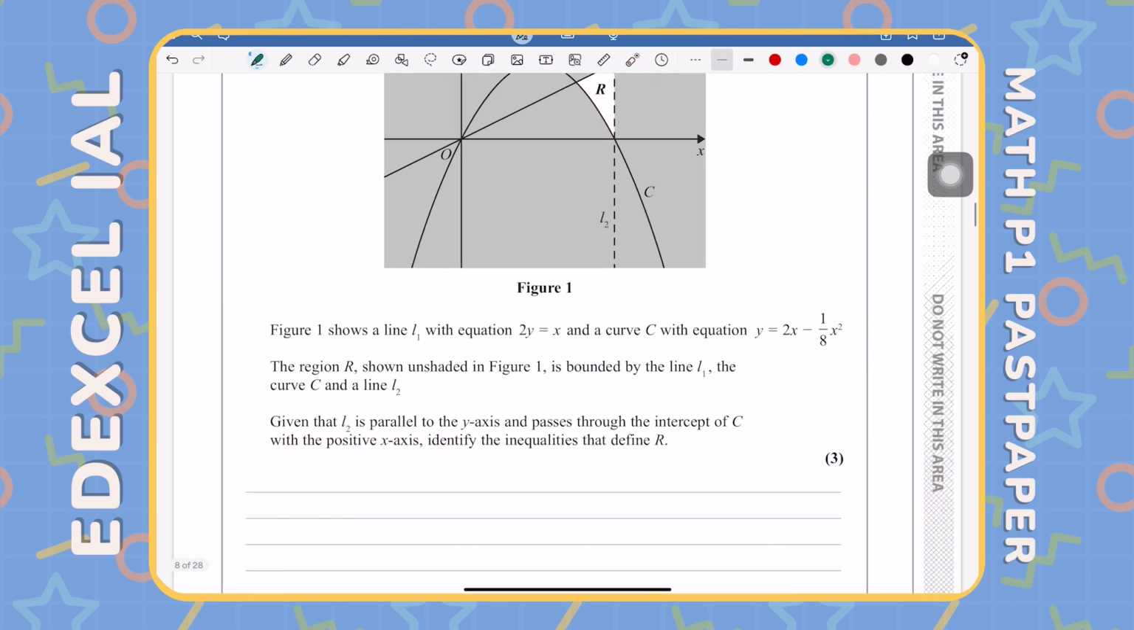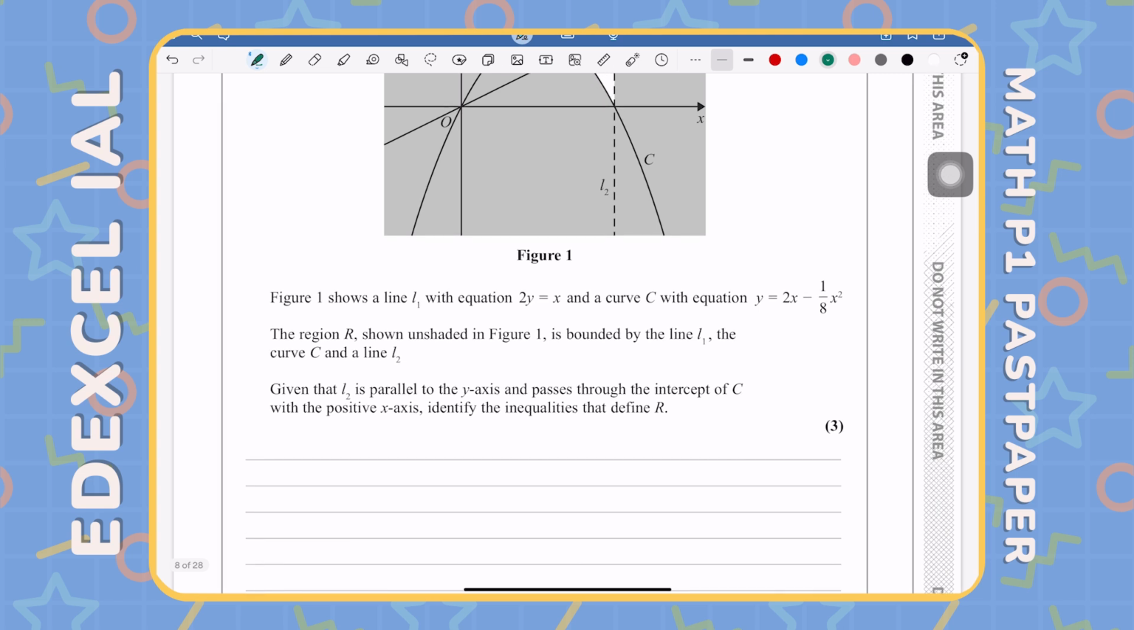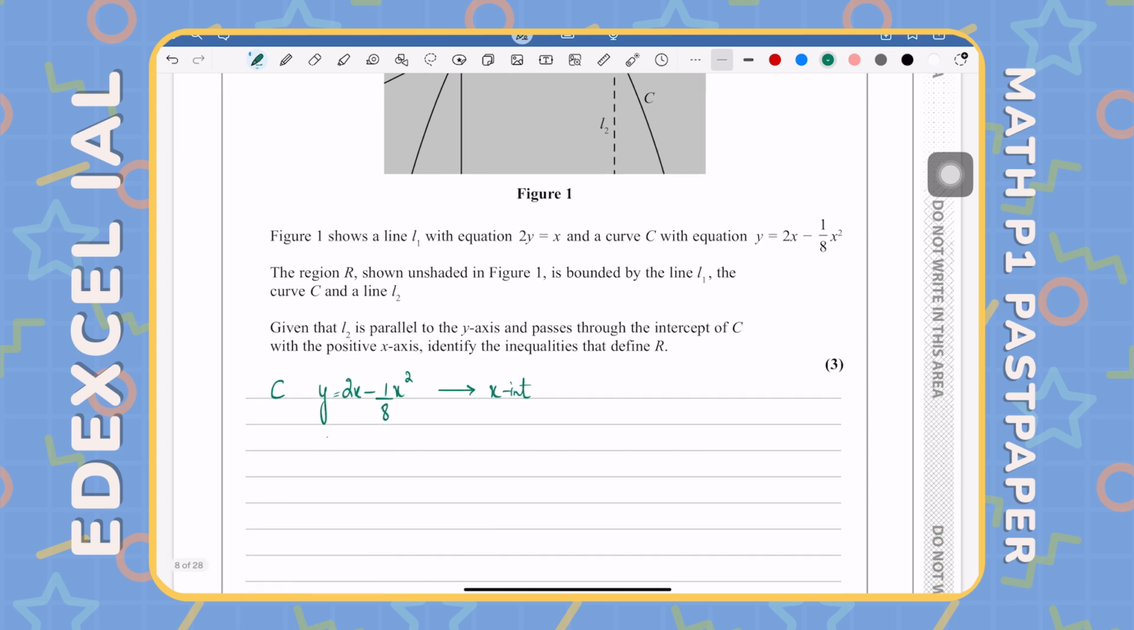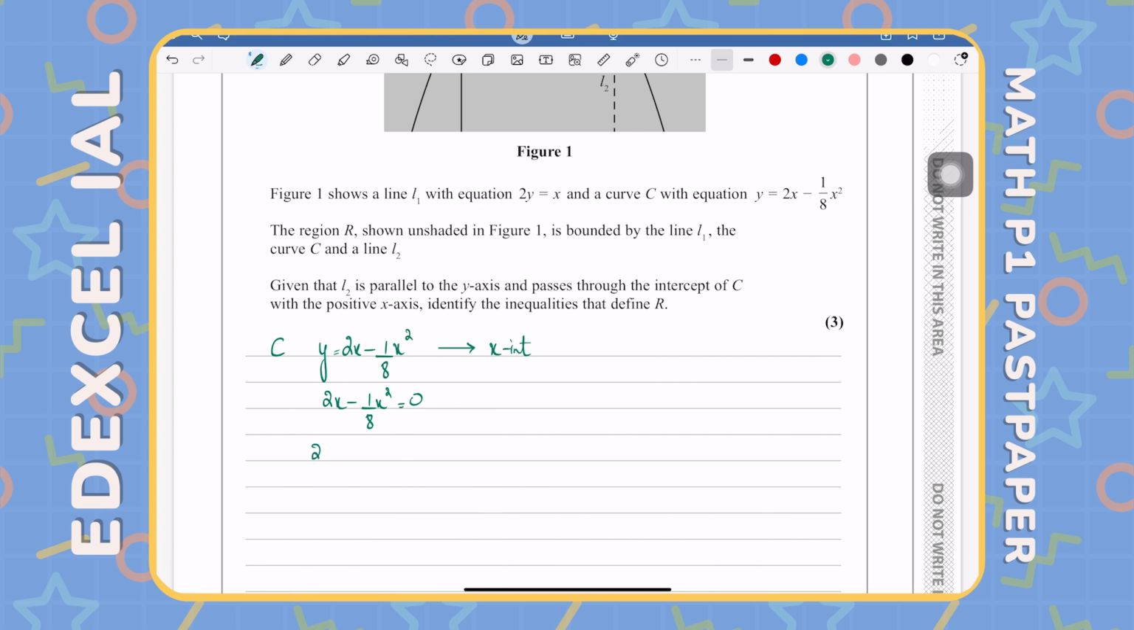Now, what do we know about line 2? We know that line 2 has the same x-intercept as the curve. So here is the curve, which has equation y = 2x - 1/8 x squared. I'm going to find the x-intercepts of this curve. How do you find the x-intercept of any curve or line? You equate y to 0. So 2x - 1/8 x squared = 0. Let's take x common, so we have x(2 - 1/8 x) = 0.